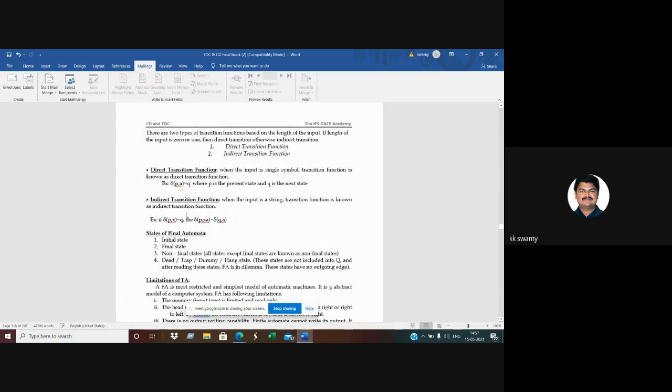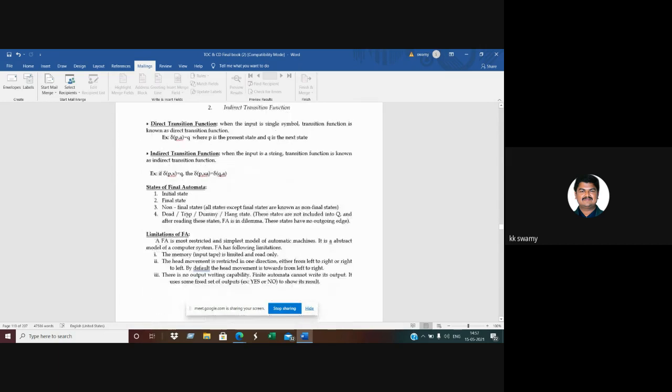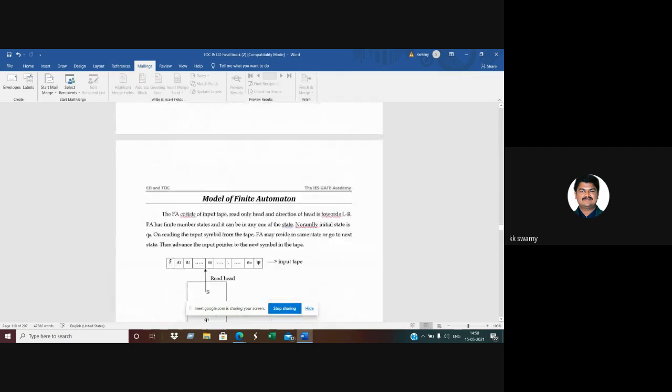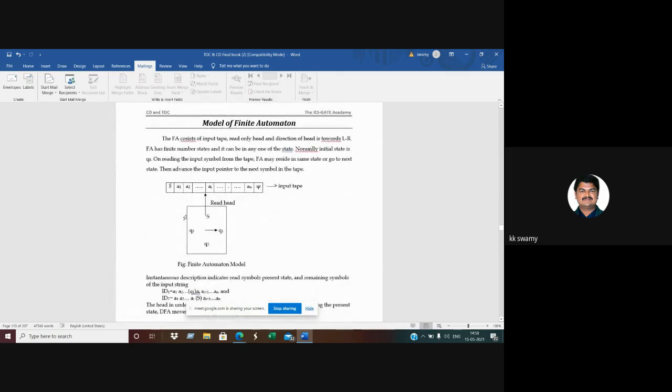Afterwards you can give the transitions. Now I am giving an example related to the transition model. So what is the finite automata model? What are the components? Before designing and constructing, we first cover the theoretical concepts, and I will use the board also. Don't worry. Today we are discussing theoretical concepts, that's why I'm using this document.